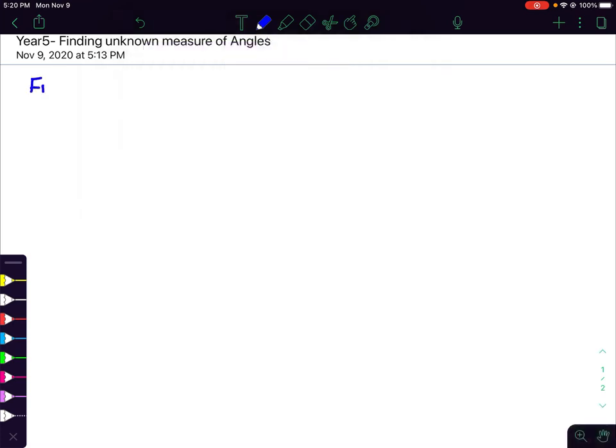In this lesson, we're learning about finding unknown measures of angles. What does that mean?